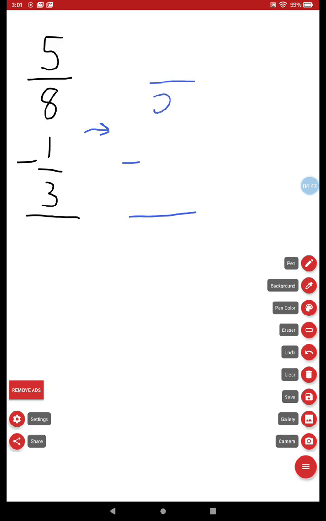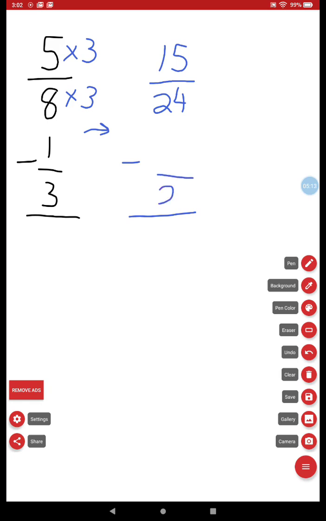This time let's do the top one first. How do you change an 8 into a 24? 8 times 3. How do you change a 5 into, well, 5 needs to be multiplied by 3. Whatever I do to the bottom, I got to do to the top. 5 times 3 is 15. Very good. Now let's do the same on the bottom.